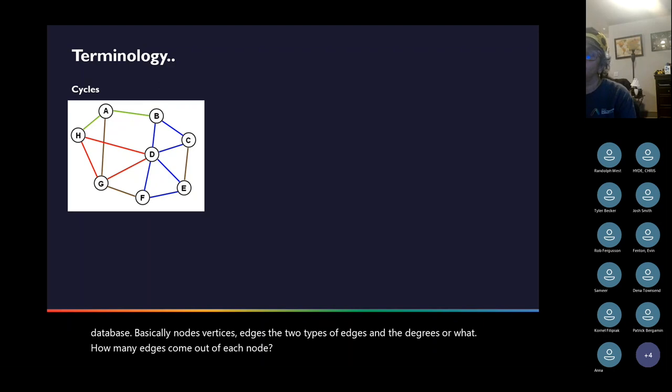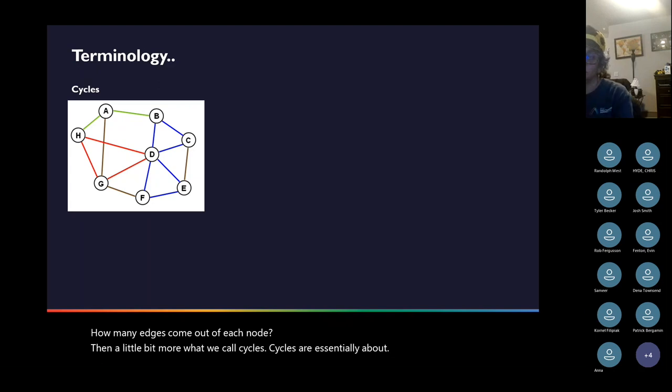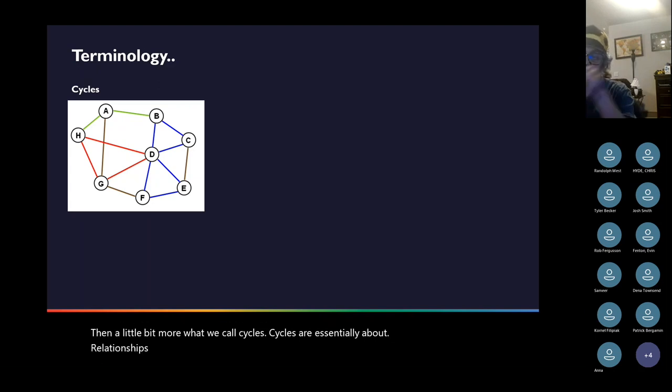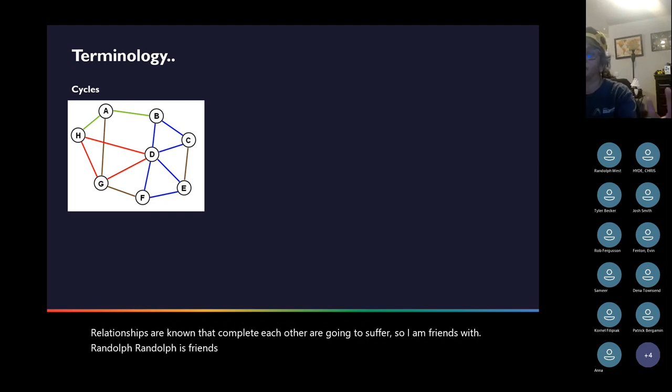Then a little bit more, what we call cycles. Cycles are essentially about relationships or nodes that complete each other or go into a circle. So I'm friends with Randolph. Randolph is friends with Chris. Chris is friends with me. So that makes for a complete circle. This is what we call graph cycles.